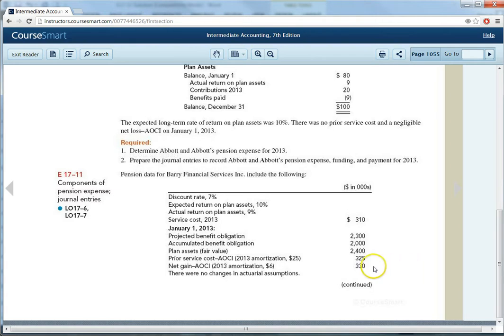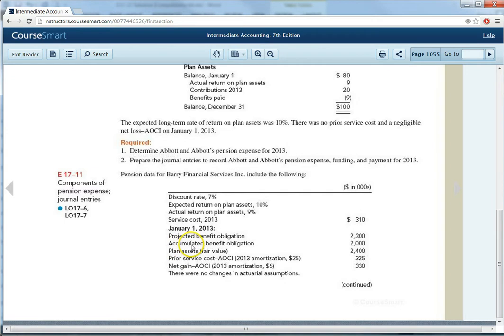Normally I start with the trustee accounts. So for example, on January 1st, plan assets have a fair value of $2.4 million. And then the projected benefit obligation has a balance of $2.3 million.